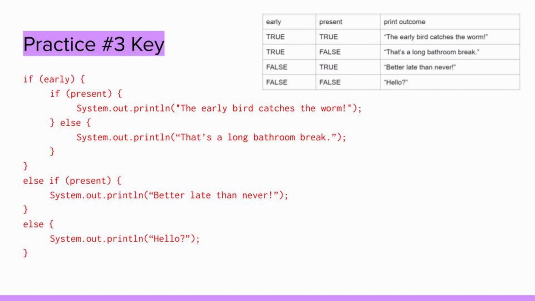And here's the key. We can keep most of our answer from the previous question. However, unlike in the previous question, the value of the present now matters in all cases, even when early is true. To handle this, we can create a nested if statement or an if statement inside of another if statement. There are other ways to do this, so if your solution does not look exactly like ours, that's okay. Let's go through the sample solution.